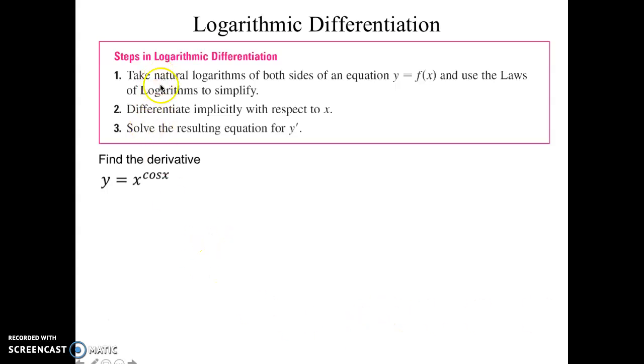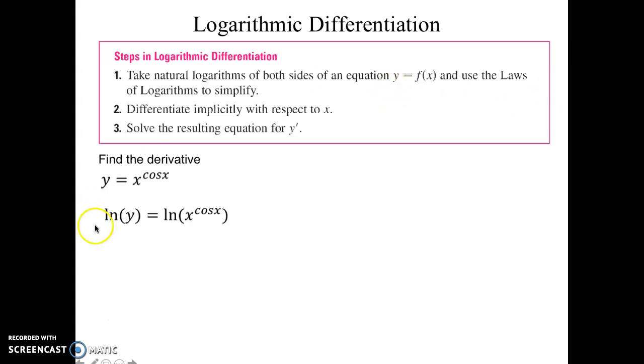So let's go through this procedure to show you how we would take the derivative of this function when we have a function raised to a function. First thing we would do is take the natural log of both sides of the equation and then use our laws for logarithms. All right, so let's take the natural log of both sides.